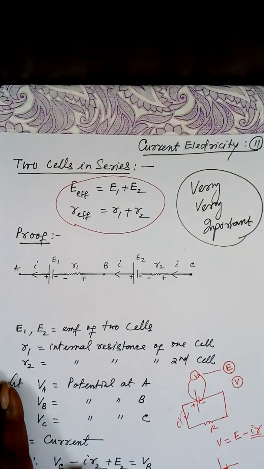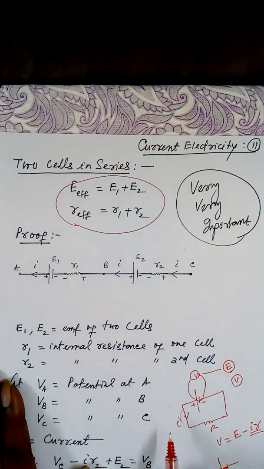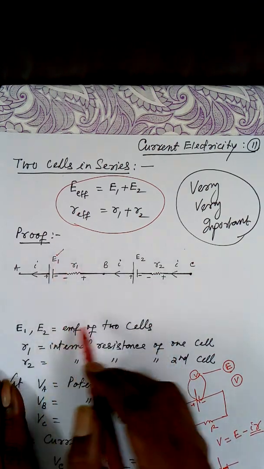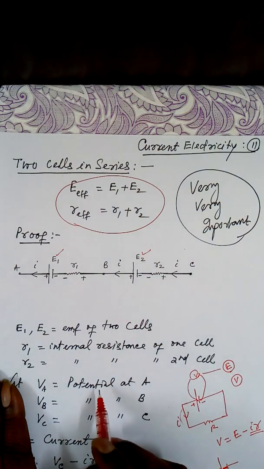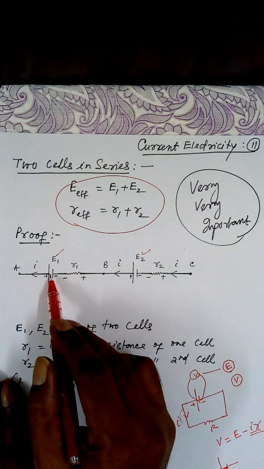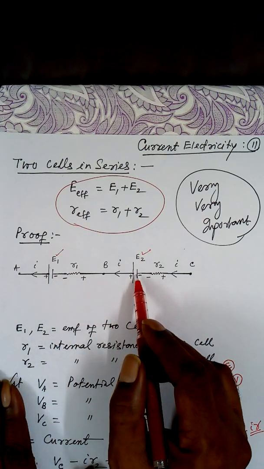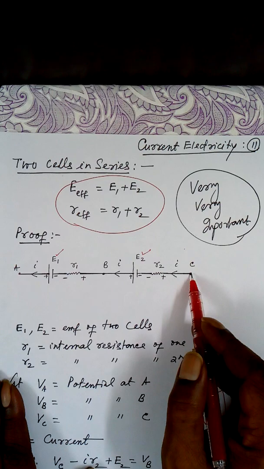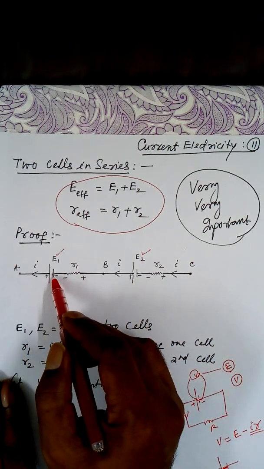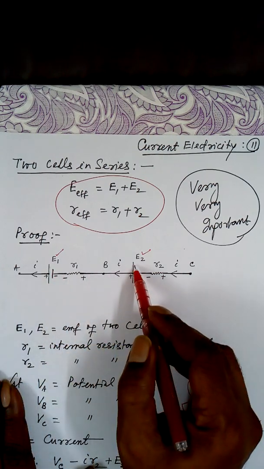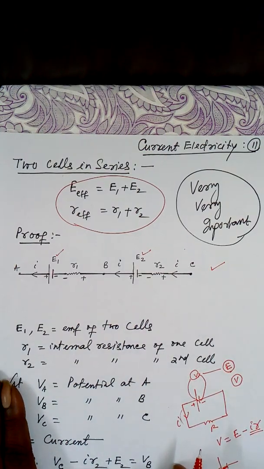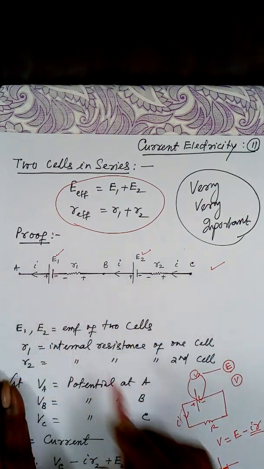So let us go to two cells in series. One has EMF E1, another has EMF E2. This has an internal resistance R1. I have shown it outside, but it is actually inside. The internal resistance of this is R2 and the current is flowing. And the negative terminal of one is connected to the positive terminal of the second. Such a combination is called series combination. Now current I is flowing.